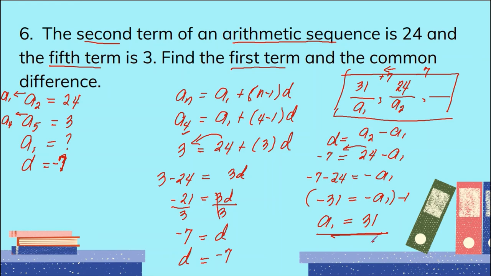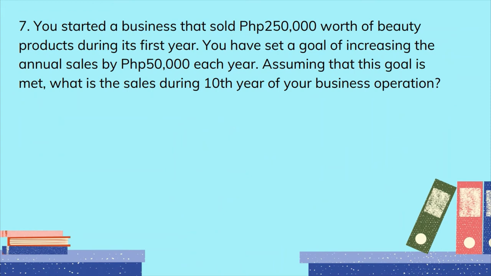Okay, let's consider this problem. You started a business that sold 250,000 worth of beauty products during its first year. You have set a goal of increasing the annual sales by 50,000 each year. Assuming that this goal is met, what is the sales during the 10th year of your business operation? So, paano natin isosolve to? So, let's find the given first.